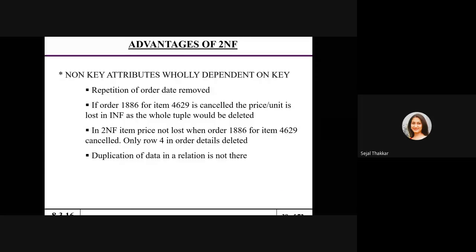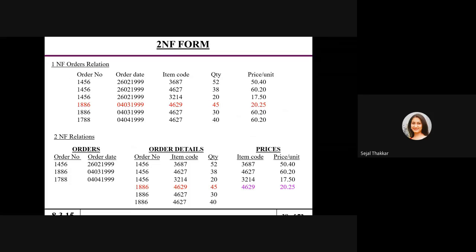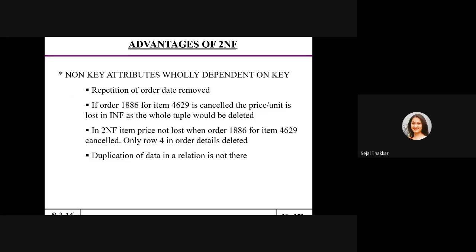Now what are the advantages of splitting this table into 3 different tables? You can see here order number and order date. Here we are removing the duplicate values, right? For 1456, duplication occurs, and that duplication is removed. The second thing is, if order 1886 of item 4629 is cancelled, the price and unit are lost in first normal form, as the whole tuple will be deleted.